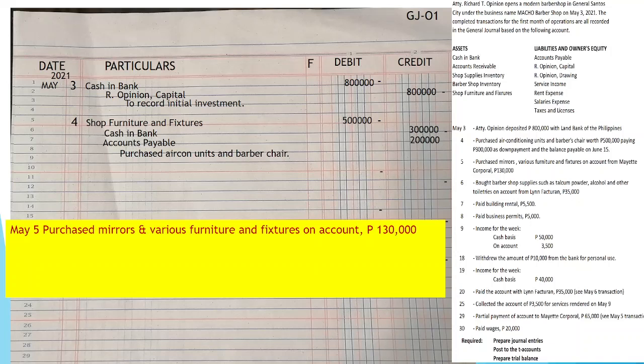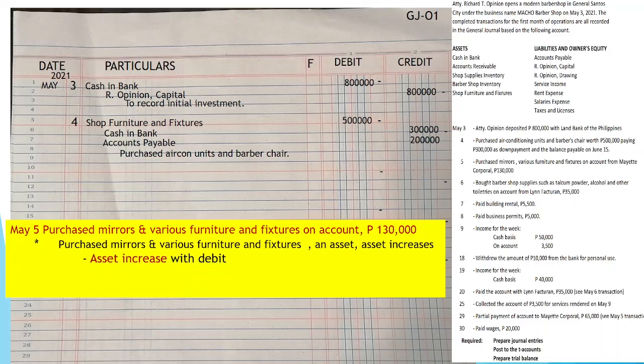It's almost similar to May 4, wherein we purchase something, and this time there's no down payment, it's only on account. So this has something to do with two accounting elements. There is an increase of our asset, so it must be debited, and there is an increase of our liability account, because on account indicates payable, and the only payable here is accounts payable, like what we did in the May 4 transaction.